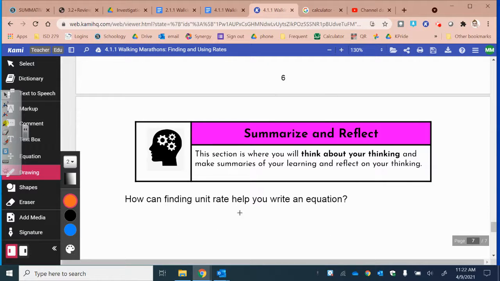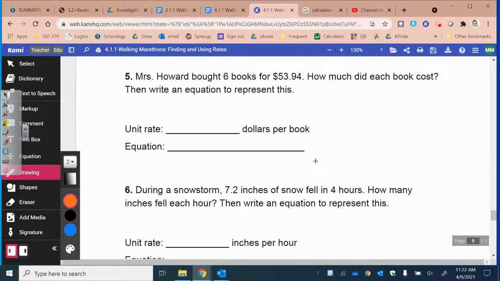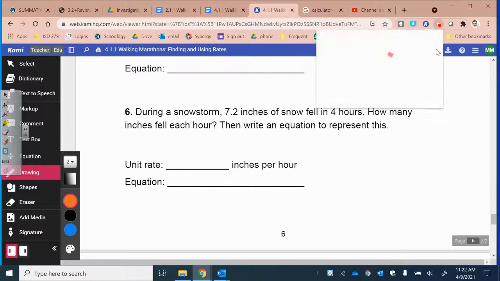And then finally, you have a summarizing question that just says, how can finding unit rate help you write an equation? So reflecting on how did we write equations from here? All right, make sure that you're checking in with your teacher and checking in with the key.